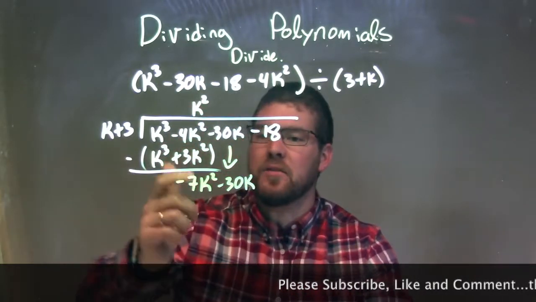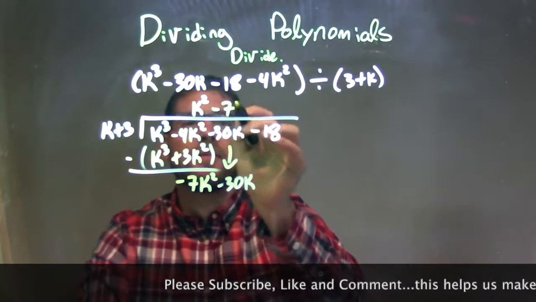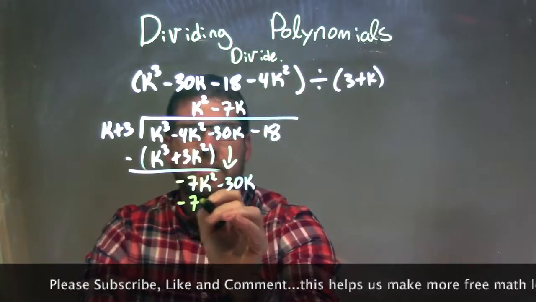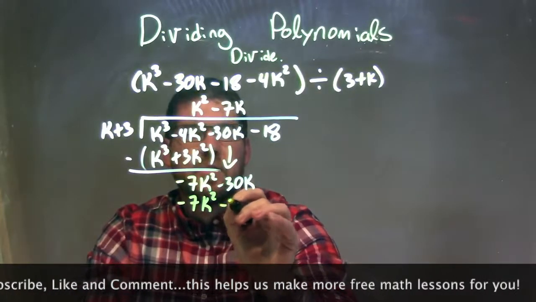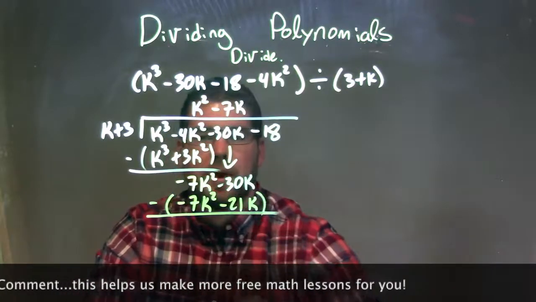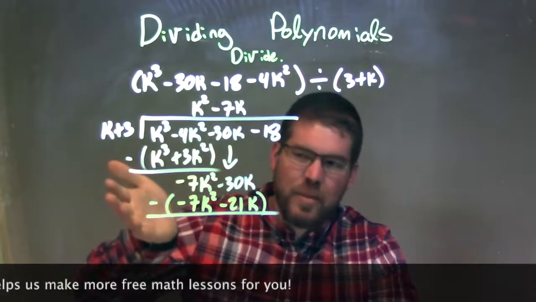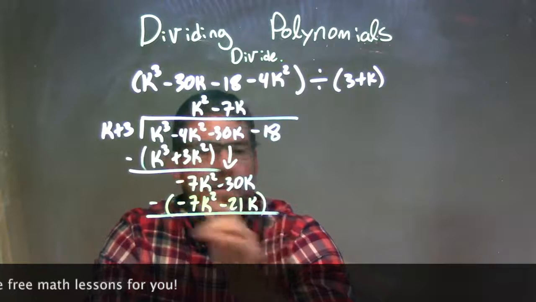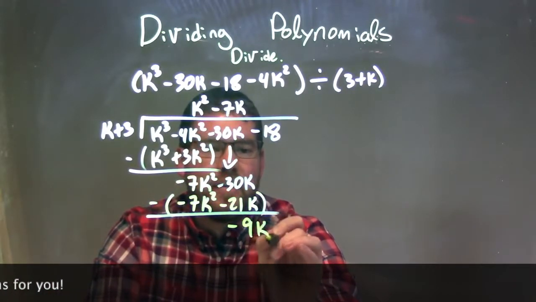What times k gives me a minus 7k squared? And that's a minus 7k. So minus 7k right there. Minus 7k times k is a minus 7k squared. Minus 7k times 3 is a minus 21k. We subtract the 2, okay, with our parentheses. Minus 7k squared minus a negative 7k squared, it's like adding a positive. They should eliminate. Fantastic, 0. And minus 30k minus a negative 21k is like adding a positive 21k. And that's a minus 9k right there.